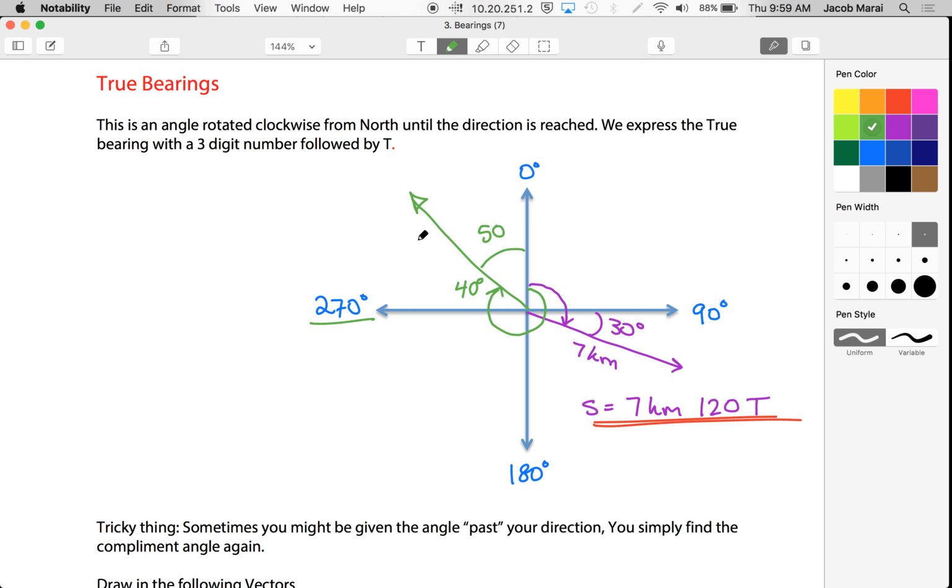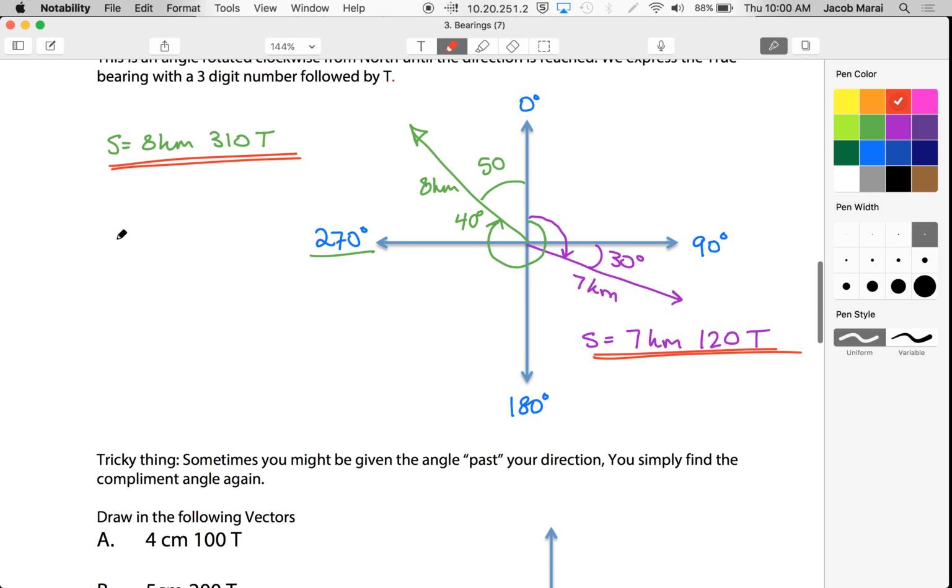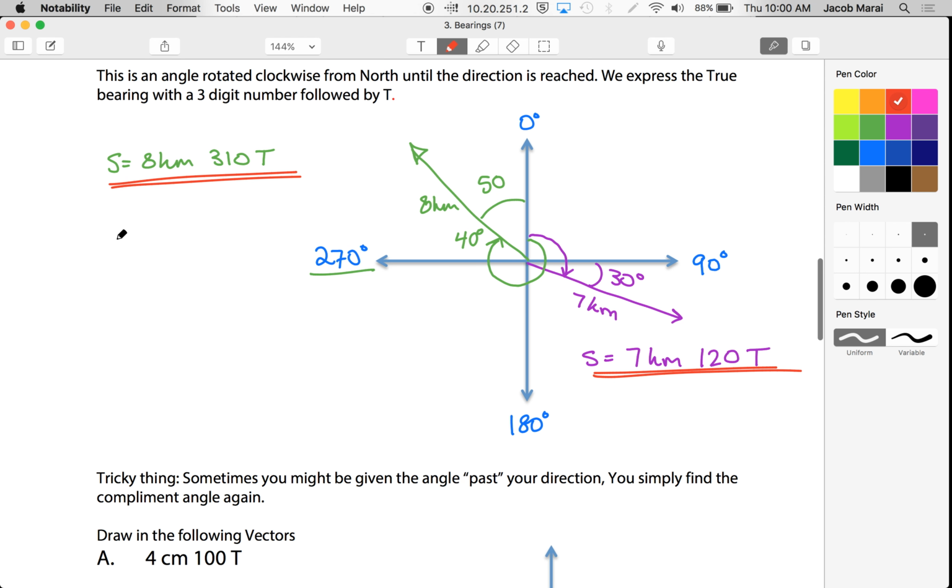Let's give a bit of magnitude. Let's go 8 kilometers. So we go S equals 8 kilometers. 270 plus 40 would be 310 capital T. Okay? And that was the tricky thing.